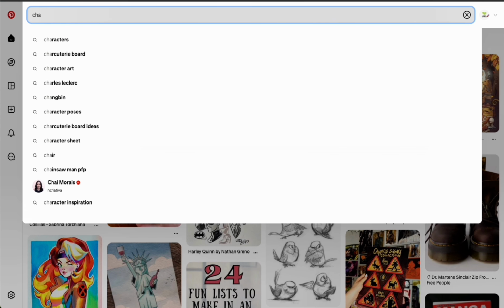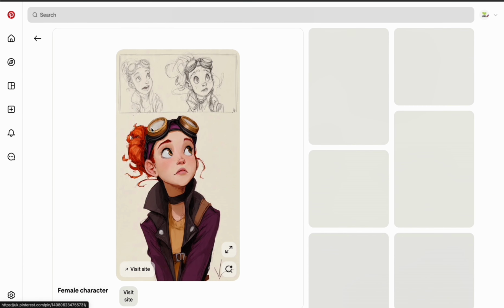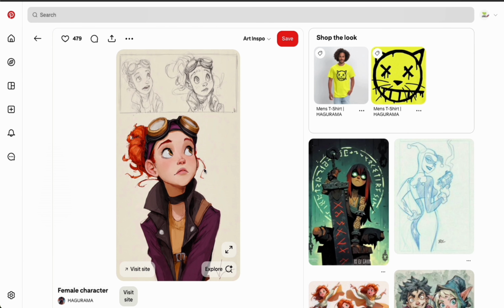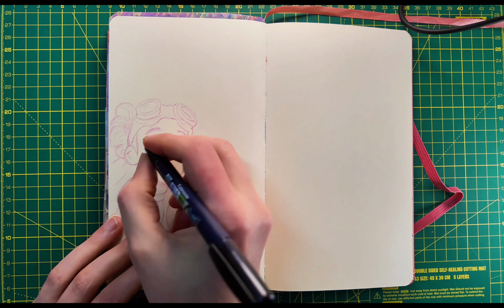So I am going to put in the word characters. And we are supposed to take the first one, but I'm going to be a little bit cheeky and just pick ones that I want to pick because it's my sketchbook. I want to do what I want to do. So we are going to draw this character here. So yeah, let's get into that. So here we go, guys.